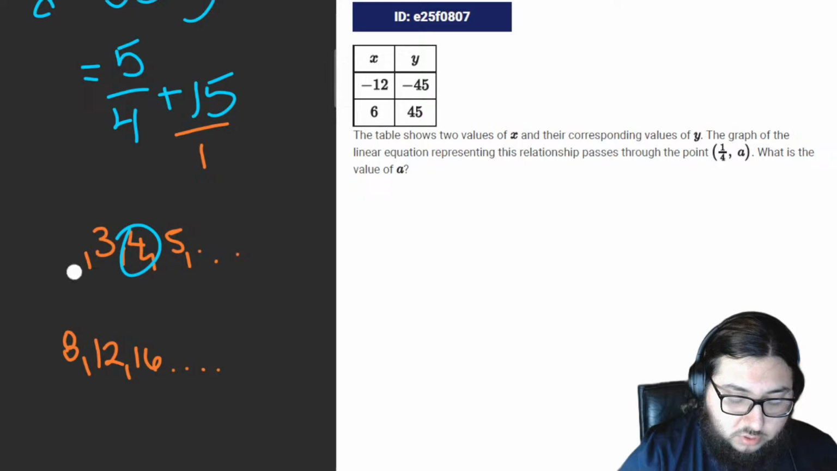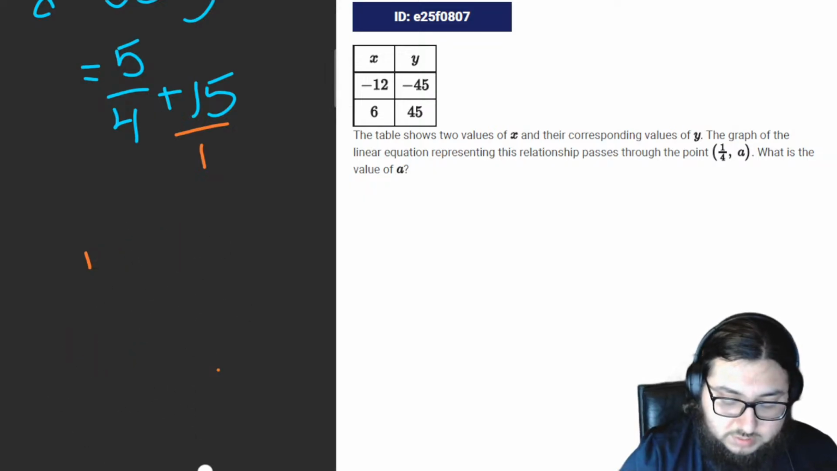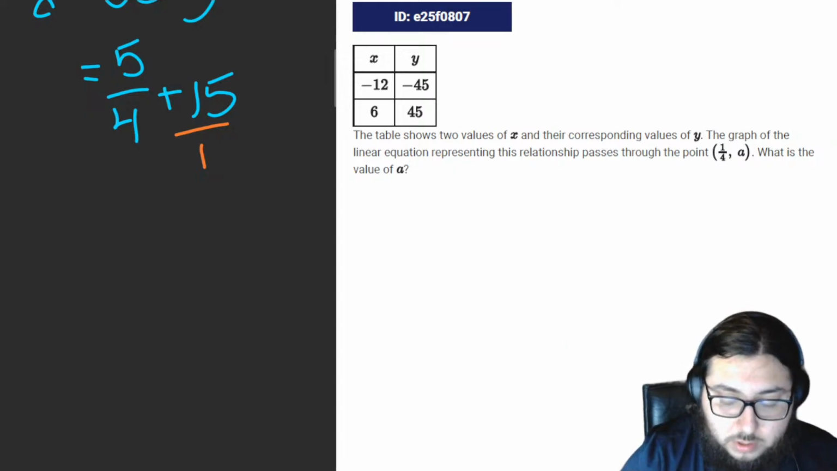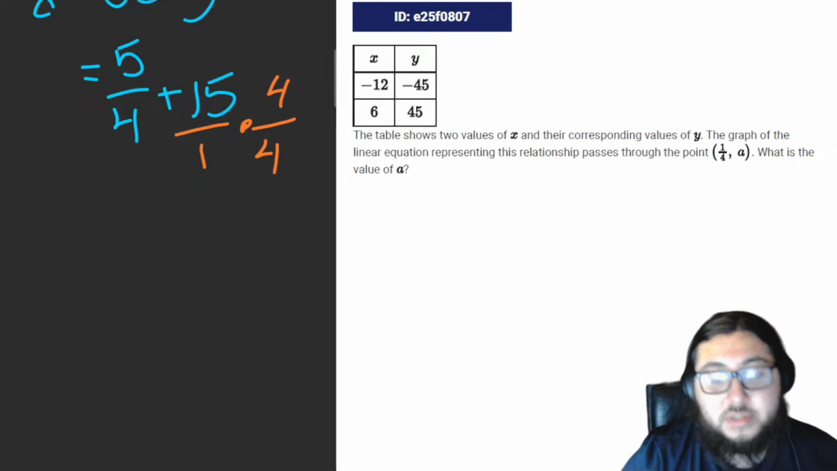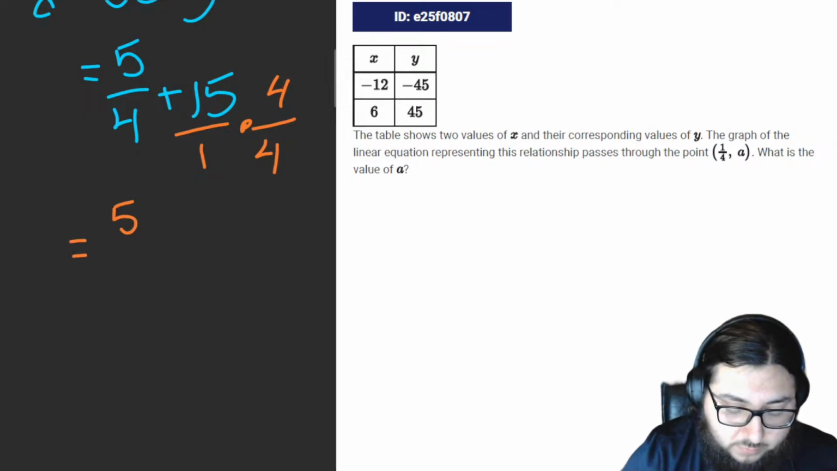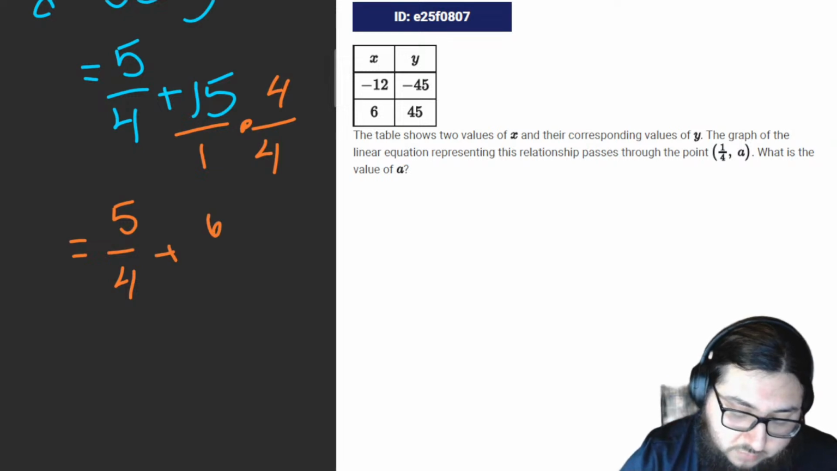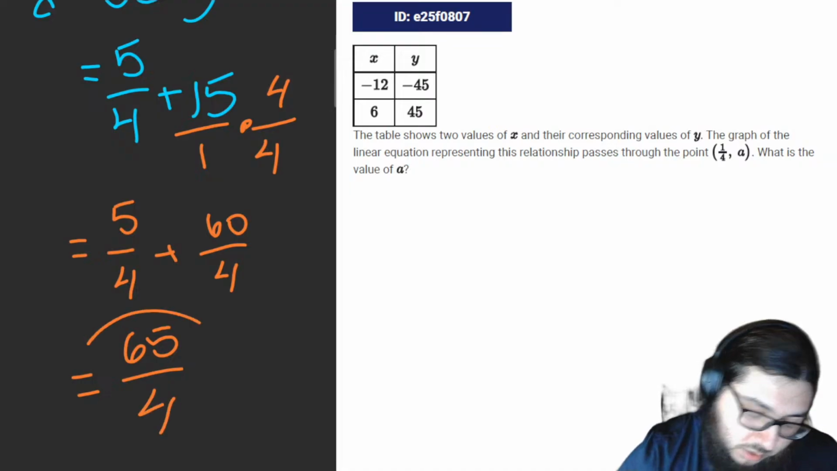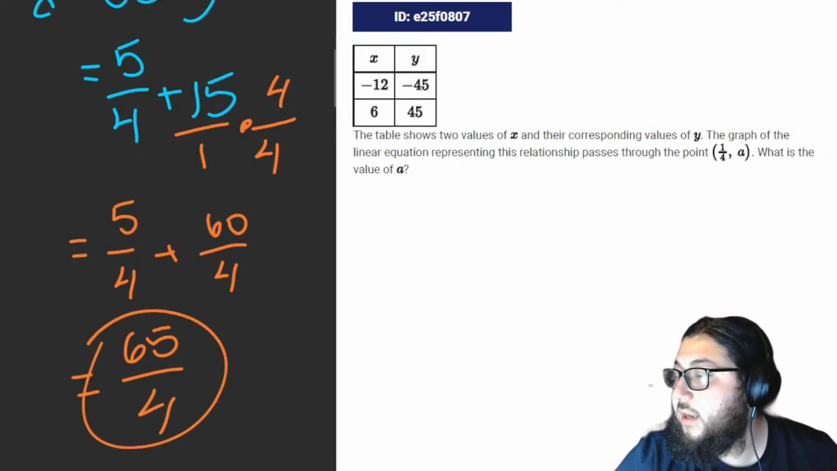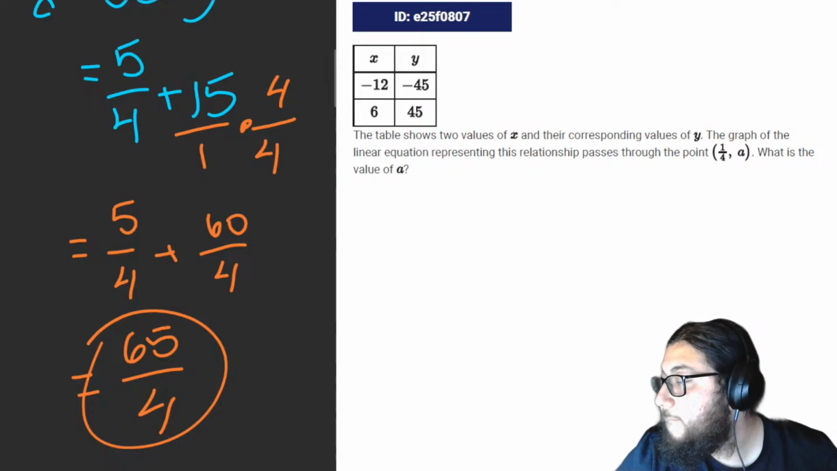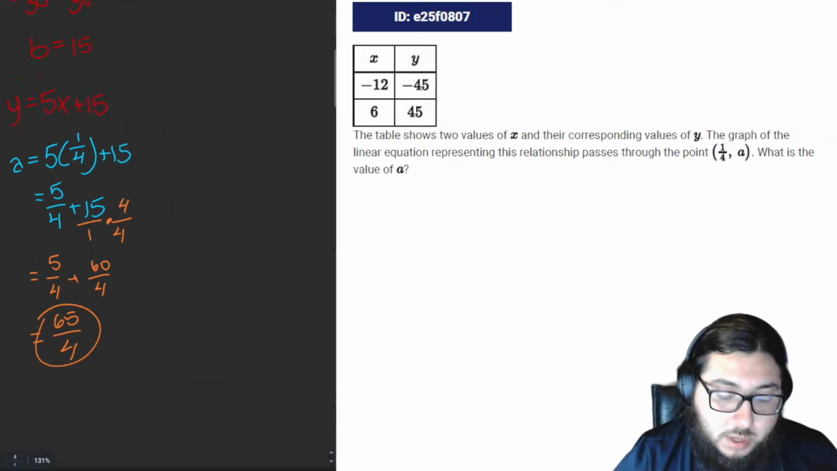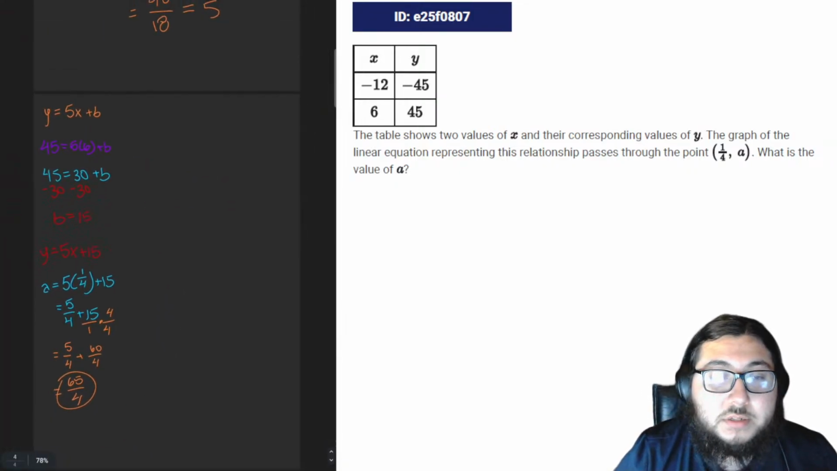So we just have to make the denominator of the fraction on the right side of the plus sign a 4. How do we do that? Multiply by 4 over 4 to make it an equivalent fraction that appears a little different. So this is 5 over 4 plus 60 over 4 equals 65 over 4. Let's double check with the answer key that that is the correct answer. And it is 65 over 4. If there are no questions on this, we can move on to the next one.